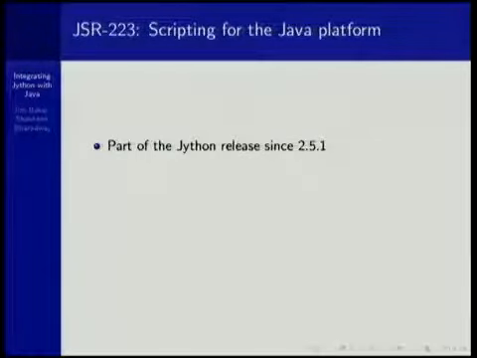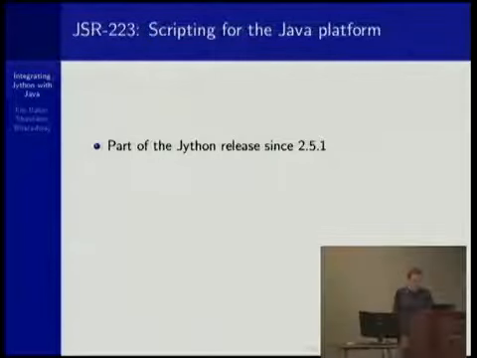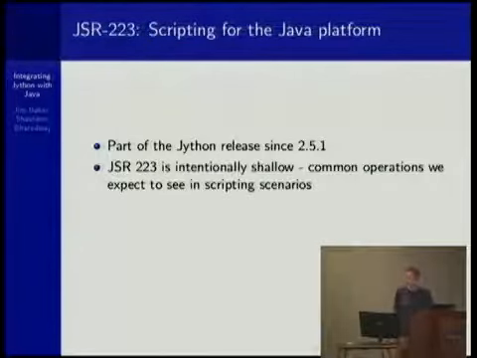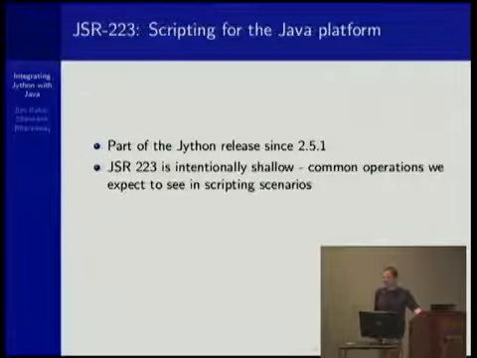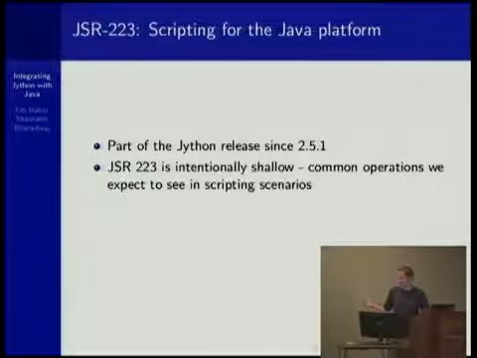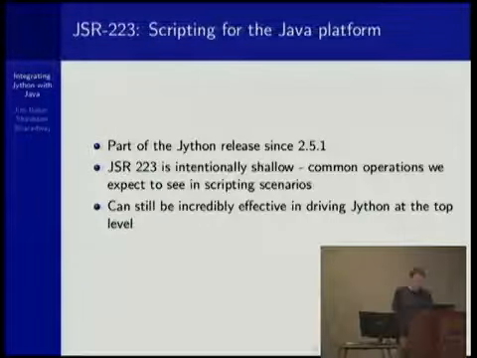Another integration that you can choose is JSR 223. It's been part of the release since 2.5.1, although, to be honest, 2.5.2 was really when it became really usable. It's intentionally shallow, but we have seen it to be very popular with tools like Mule ESB, which comes to mind. And that's because it can be quite effective at driving Jython at the top level.